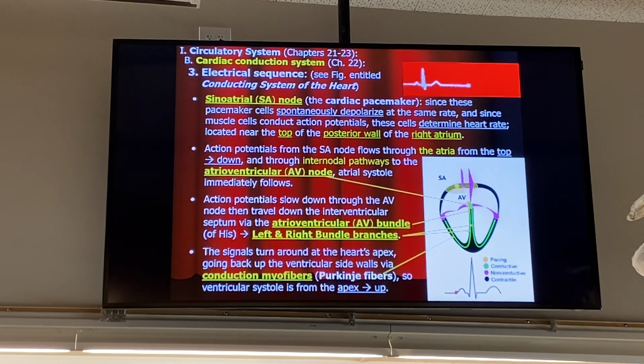SA node is on the roof of the right atrium. Internodal pathways go down the atria. The AV node is at the base of the interatrial septum. The AV bundle takes it down to the top of the interventricular septum. Right and left bundle branches take it down the interventricular septum. At the apex, they do a U-turn and go up the ventricular sidewalls in conduction myofibers. Everything is down, down, down, down, down until you get to the apex, and then all of a sudden it's up.